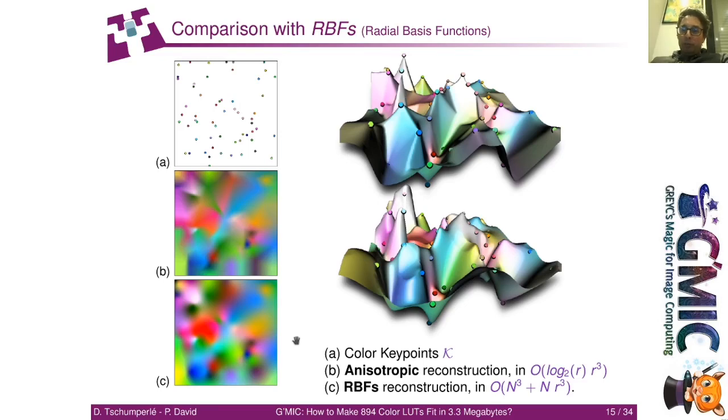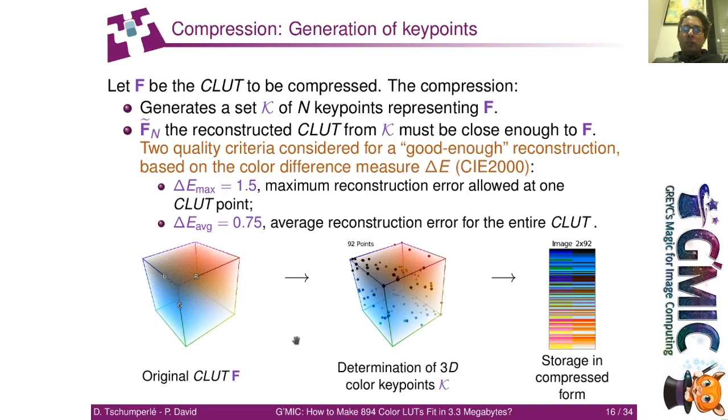Now that we have a quite efficient algorithm to reconstruct a CLUT from a set of color key points, we are interested in the second step, that is to say, the compression step.